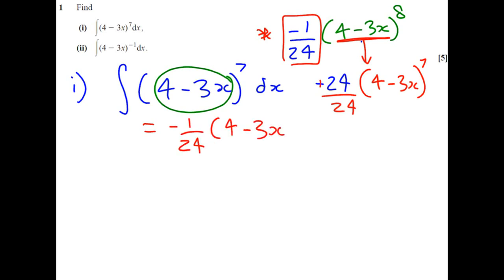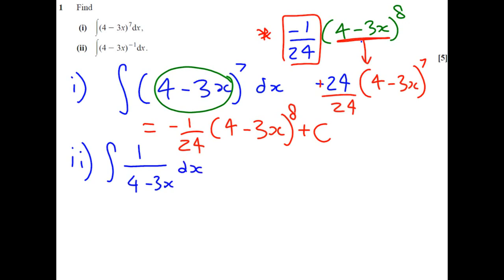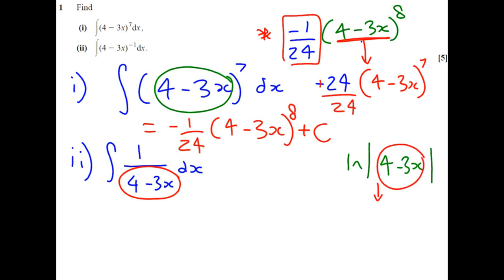to put plus C. Okay, next one is a bit trickier. We're trying to integrate 1 over (4 minus 3x) with respect to x. 1 over something integrates to ln of that thing. So our guess this time is going to be ln of the modulus of (4 minus 3x). Now, when we differentiate that, ln of something differentiates to 1 over it.